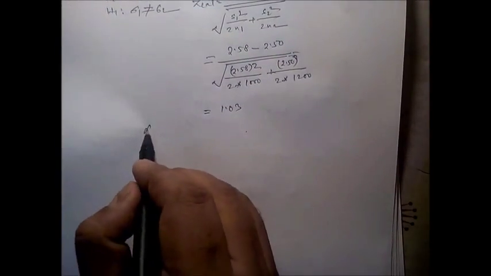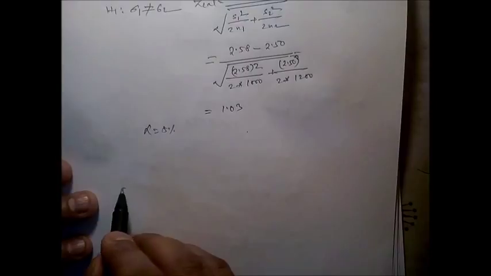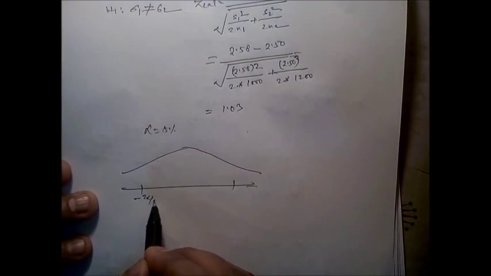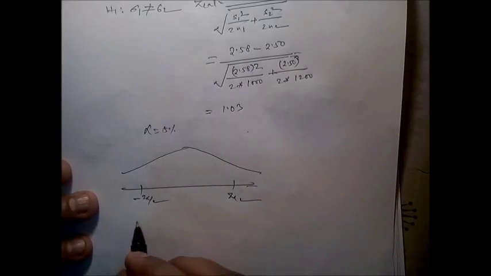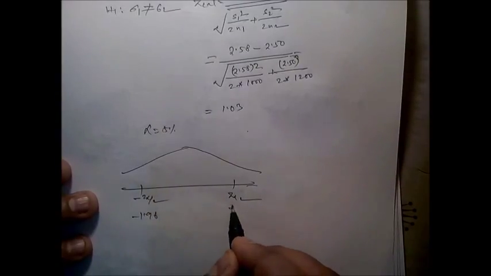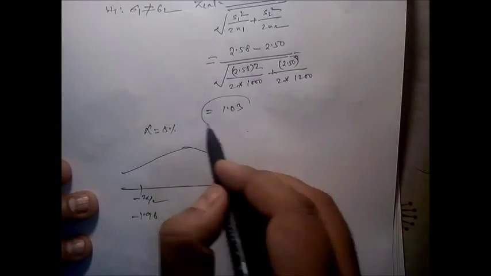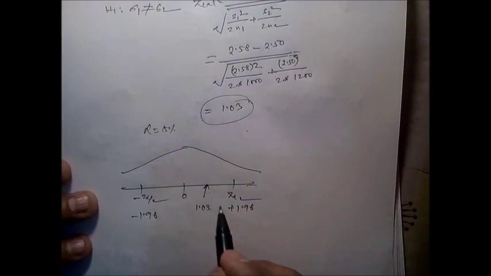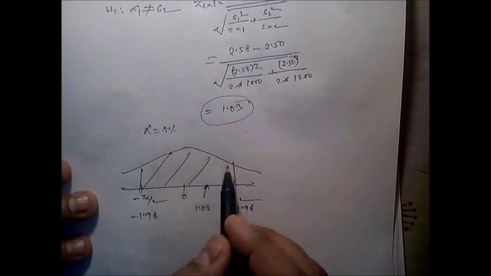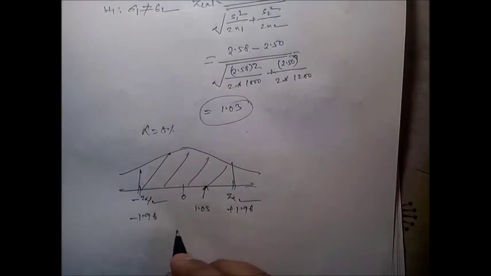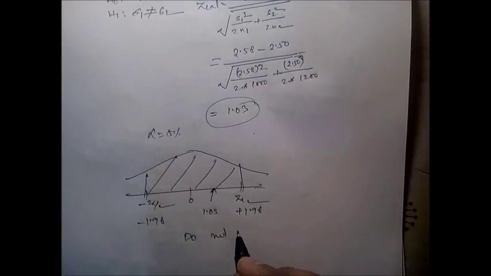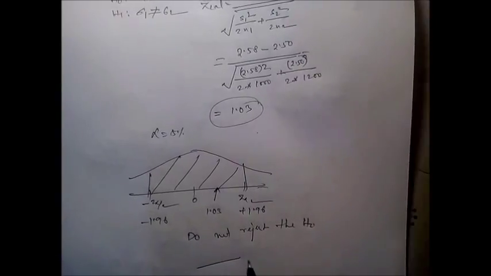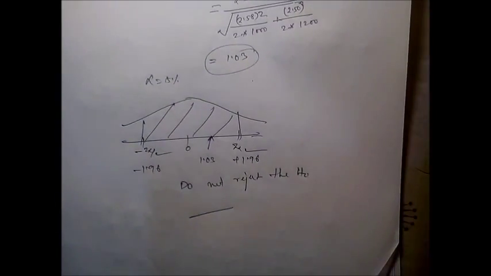Okay, so alpha is equal to 5%. The critical values are Z alpha by 2, minus 1.96 and plus 1.96. The statistic is 1.03, so it will be somewhere here, in this particular region. So do not reject the null hypothesis. Okay, and that is the end of this particular video.